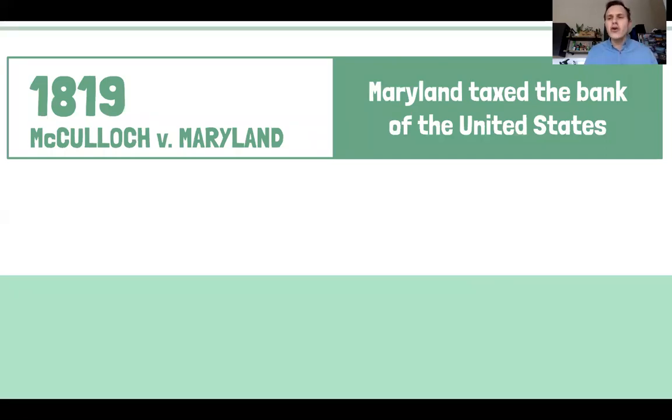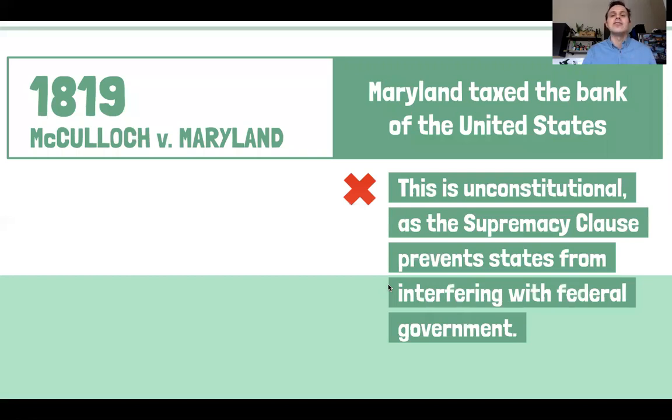It's one of the first major Supreme Court cases, and it all started with the Bank of the United States. Maryland decided to pass a tax on the Bank of the United States, and I often tell students to think of the piggy bank when they think of McCulloch versus Maryland, right? What were they trying to do? How do you get the money out of a piggy bank? You got to break the bank. And Maryland was trying to break the Bank of the United States so that the State Bank of Maryland could be more successful. However, the Supreme Court said that this was unconstitutional.